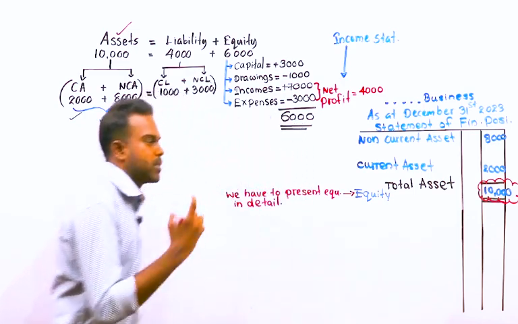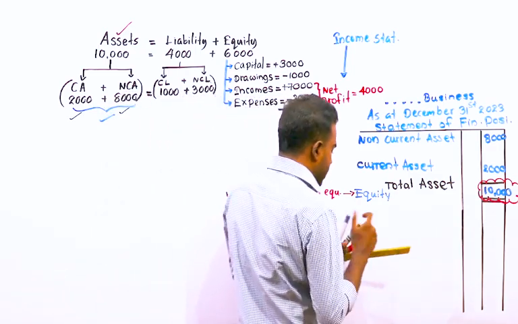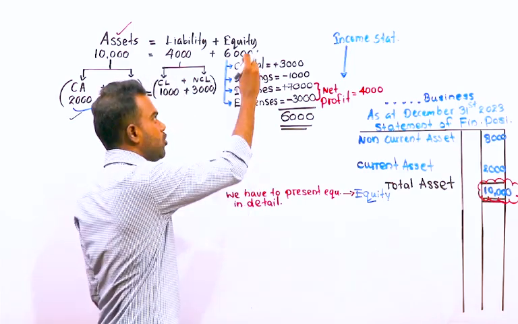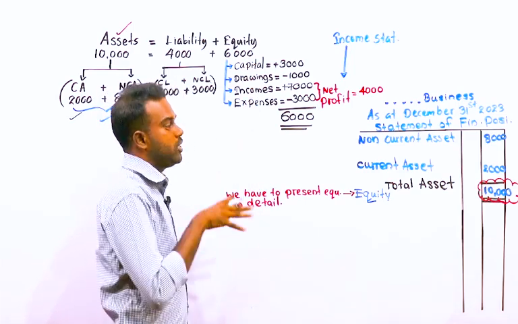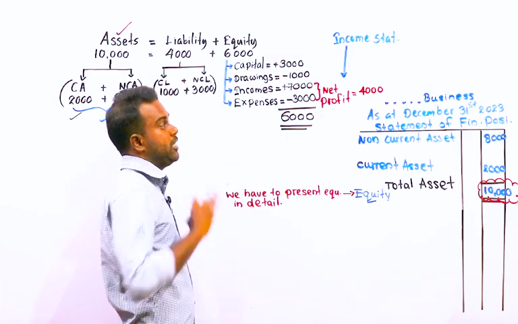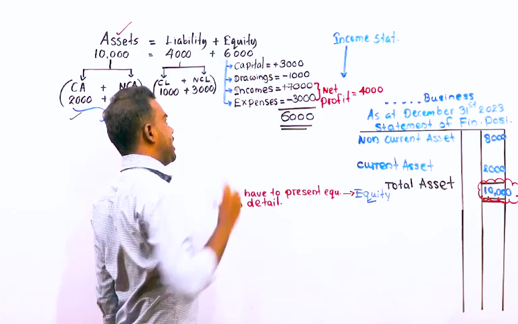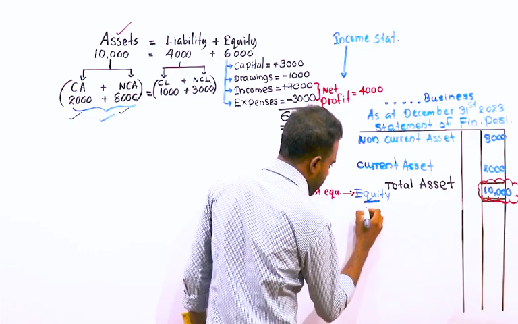Understand? We have to present equity in detail. Understood? Therefore, we have to use these 4 transactions. Understood? We have to use these 4 transactions to present the equity in detail. Therefore, first one, what? Capital. Therefore, you have to present capital here.